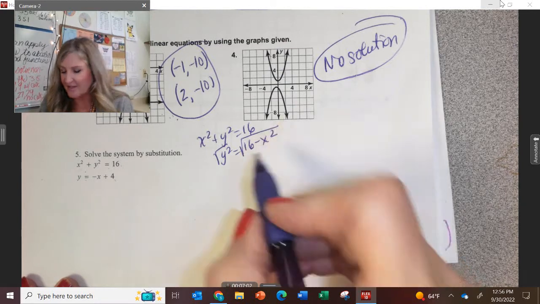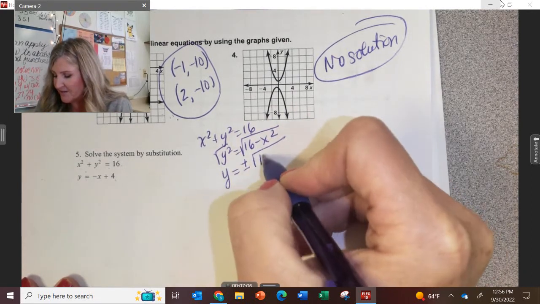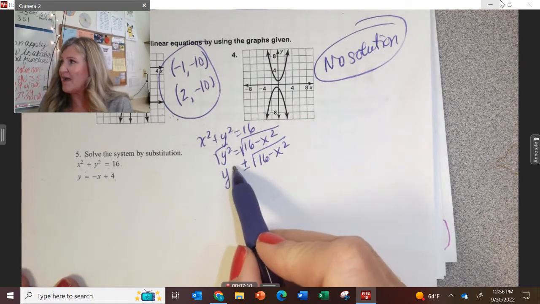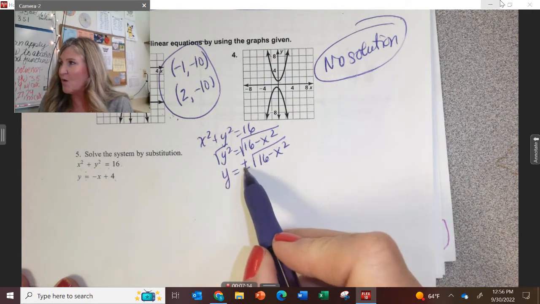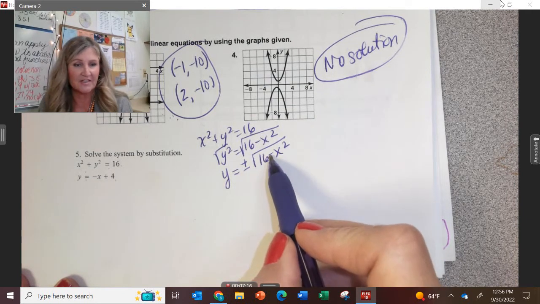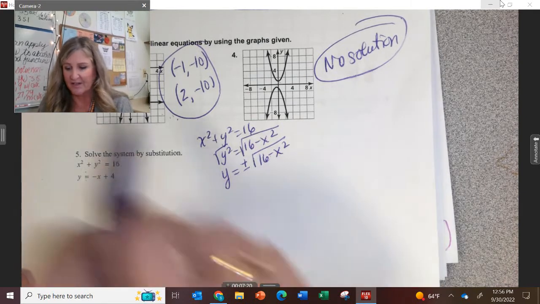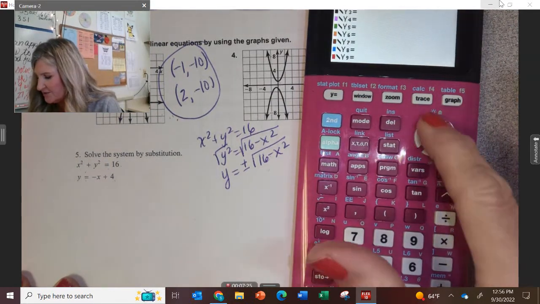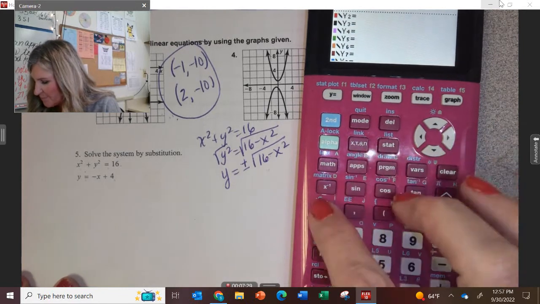You would have to leave it like this, and you would have to actually put plus or minus in front of it. So to graph this function, you would have to put in y equals the square root of 16 minus x squared and y equals negative the square root of 16 minus x squared. It's really challenging to put that into the calculator. I'll go ahead and just show you, but I'm going to show you an easier way to do it too. You don't need to follow along on this one. Just kind of watch.